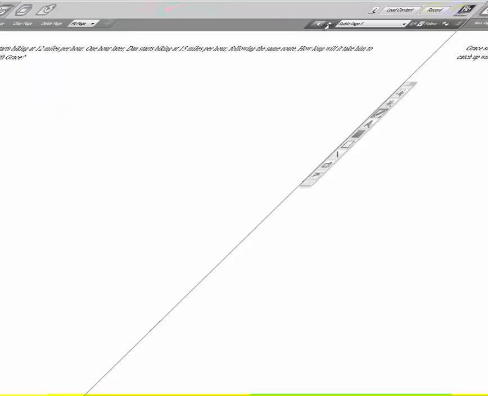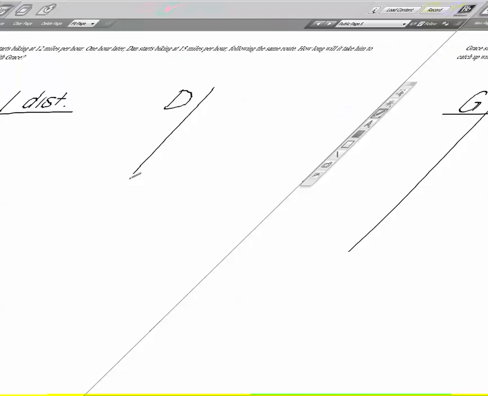All right, let's go ahead and take a look at the next question here. Grace starts biking at 12 miles per hour. 1 hour later, Dan starts biking at 15 miles per hour. So I'm going to do a column for Grace and the distance she's gone. And I'm going to do the same thing for Dan. So I'm going to do a column for Dan and his distance.